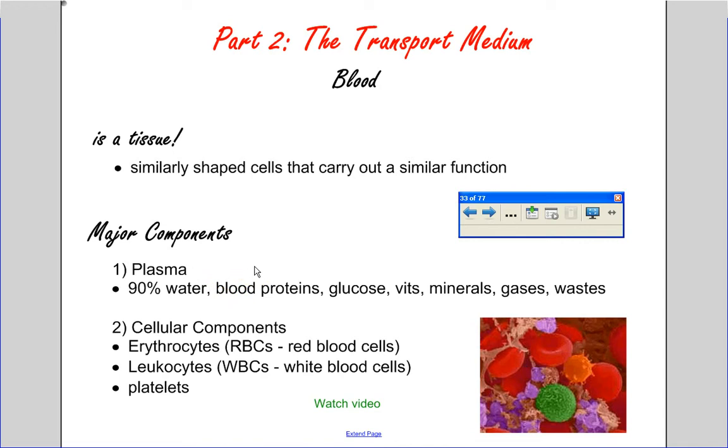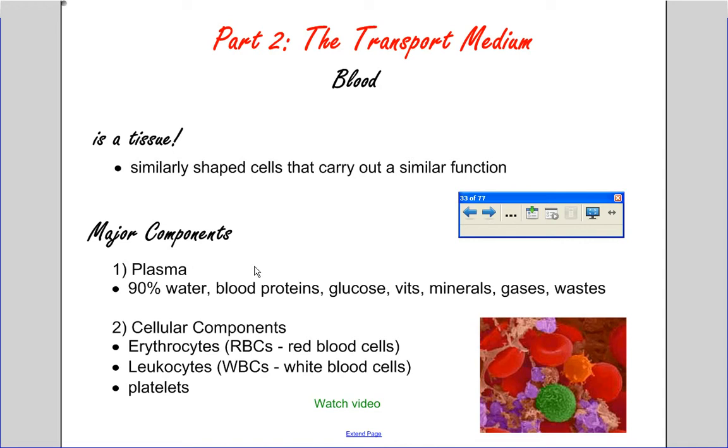So blood proteins, glucose, vitamins, minerals, gases, wastes, hormones, anything that is floating around being carried in your blood would be considered part of the plasma, because the other component of your blood are the cellular components. So the other component, if it's not cellular, then it's considered dissolved in or part of the plasma.